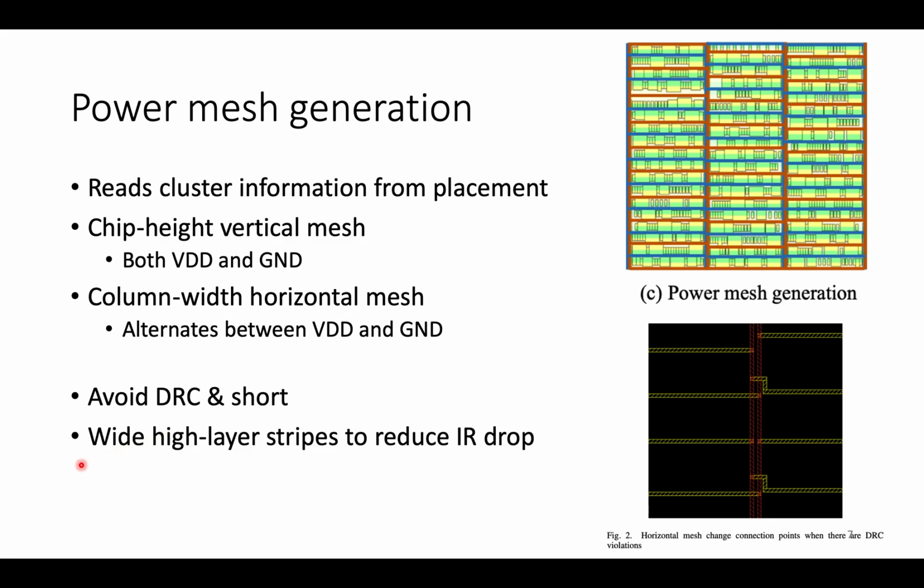And finally, we place high-layer stripes to reduce the IR drop. In this example, this will be horizontal high-layer stripes to connect all the vertical mesh here to reduce the IR drop, similar to standard cell design.